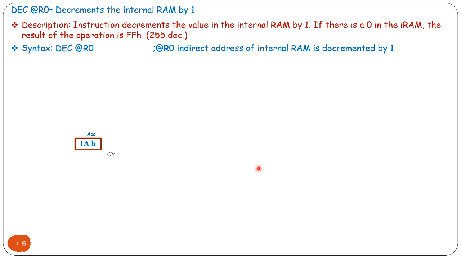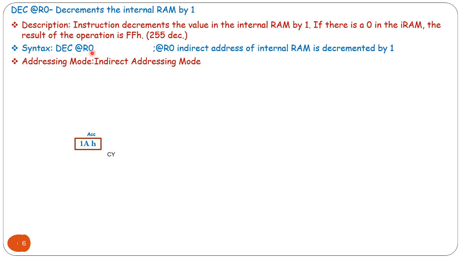Decrement at the rate R0. Decrement the internal random access memory by 1 whose address is indirectly pointed by R0. The instruction decrements the value in the internal random access memory by 1. If there is 0 in internal random access memory, the result will be FFH, that is 255.